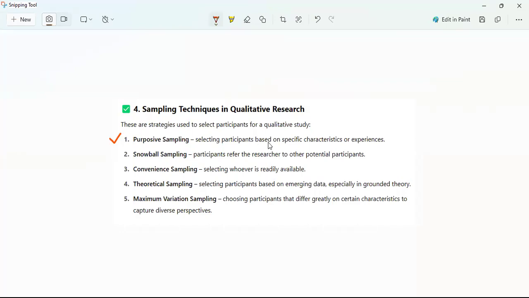Specific characteristics. You can use snowballing, where you pick researchers who have potential participants, like a snow grows. We have limited information, but they'll tell you who knows who. Convenience, where you're selecting whoever is available. Theoretical sampling, where you select based on emerging data or grounded theory. Maximum variation sampling, where you're choosing participants that differ greatly on certain characteristics.